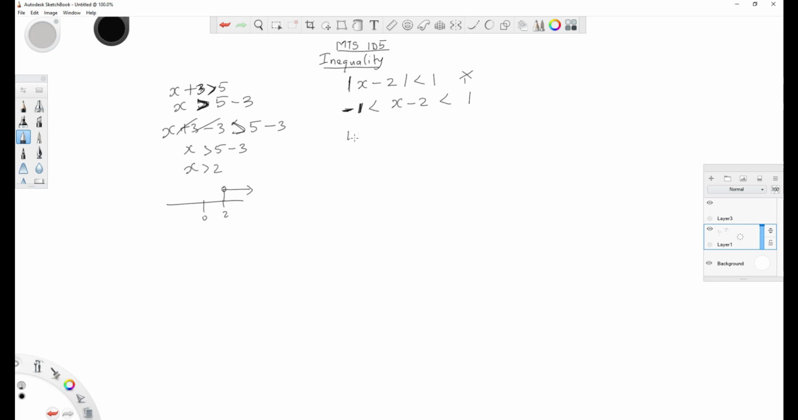So minus 1, you now separate this inequality because you have two of them in the same inequality. So minus 1 is less than x minus 2, and at the same time x minus 2 is less than 1. You have it here. You can see this and you can see this. So the rest is now simply breaking the inequality sign.